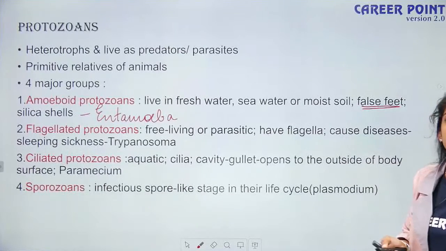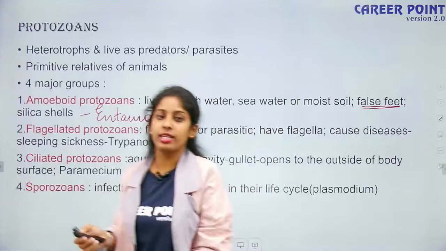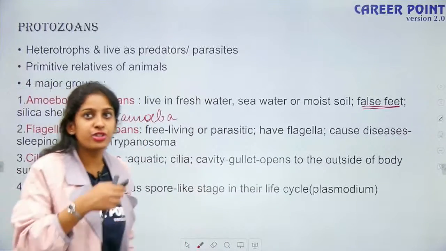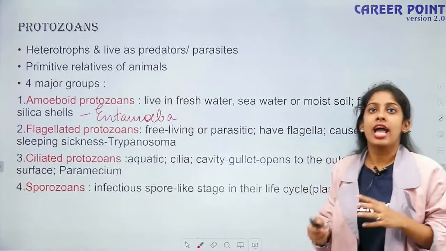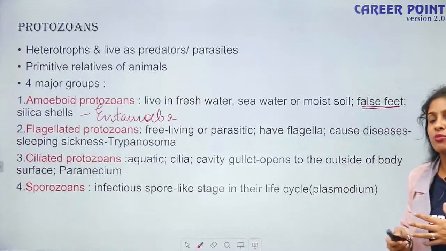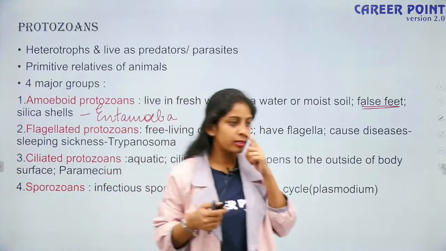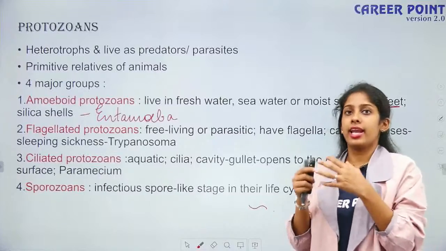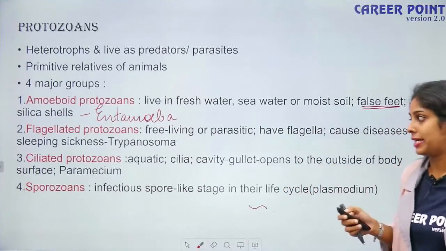The last one, they are called sporozoans. Sporozoans are diverse organisms, but the most important point to note is that they have an infectious spore-like stage during their life cycle. One example which you will be able to correlate is Plasmodium, the Plasmodium which causes malaria. People often think when I say malaria that mosquitoes are the villains, but mosquitoes are just carriers. They don't know that they are carrying the Plasmodium. Fine. So Plasmodium is what is responsible for malaria.